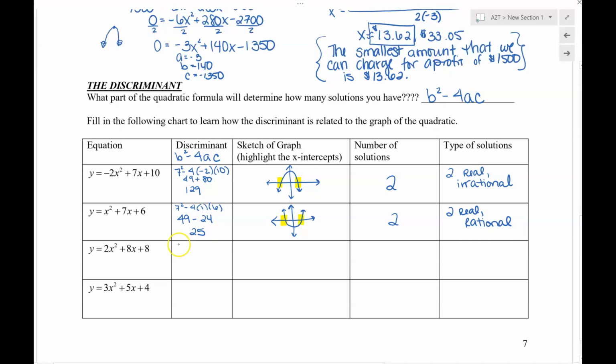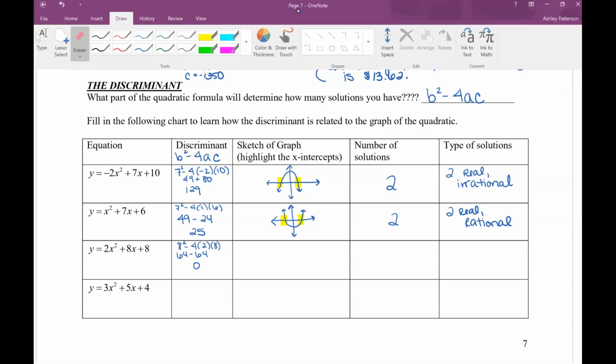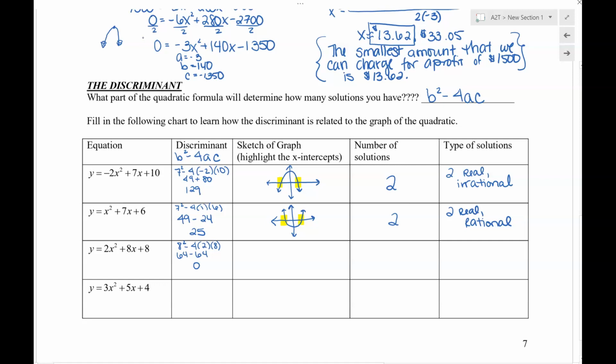For this example, b is 8, so b squared, notice I'm not including the radical. B squared minus 4 times a times c, 8 squared is 64, and then 4 times 2 is 8, times 8 is 64, oh, this is interesting, 0. If I take the square root of 0, what do you get? You should get 0, right? So our discriminant is 0. That means our quadratic formula is negative 8, because that's our b value, plus and minus 0. What happened to the plus and minus if our discriminant is 0? It goes away. So we only have 1 solution, and you have 1 real rational solution.